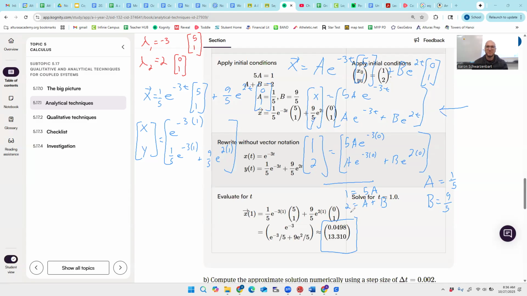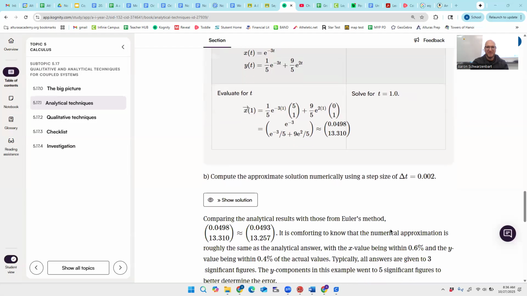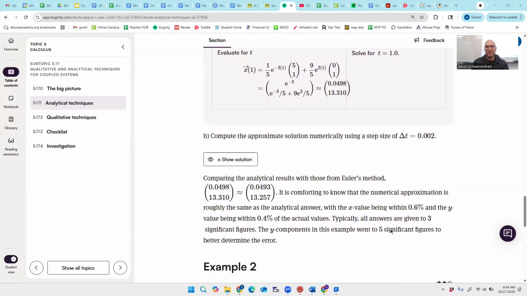This was supposed to be easier than the Euler's method? More approximate. So let's talk about what Euler's method asks us to do here next. Compute the approximation numerically using t equals 0.0002. That means I need 500 steps. That's even going to be a pain on the calculator.